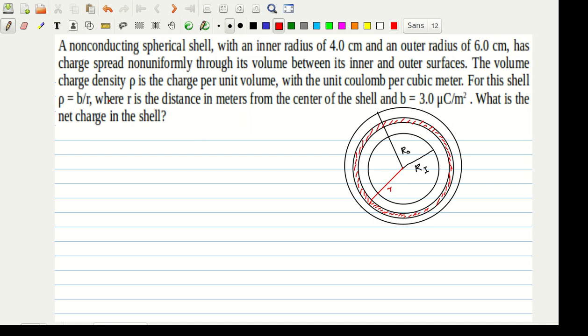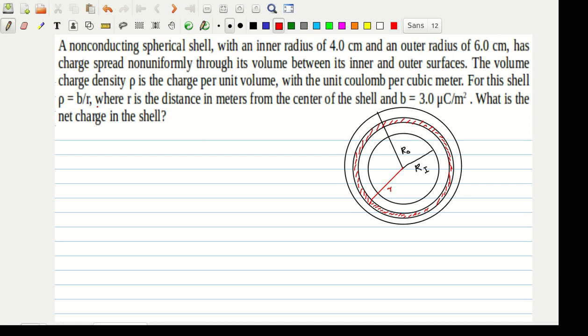Okay, this is another 3-star problem from the 10th edition of Resnick Halliday, chapter 21, Coulomb's law. A non-conducting spherical shell with an inner radius of 4 centimeter and an outer radius of 6 centimeter. So in my picture, Ri is the inner radius and Ro is the outer radius. The shell has charge spread non-uniformly. Okay, so the charge is not spread uniformly through its volume between its inner and outer surface.